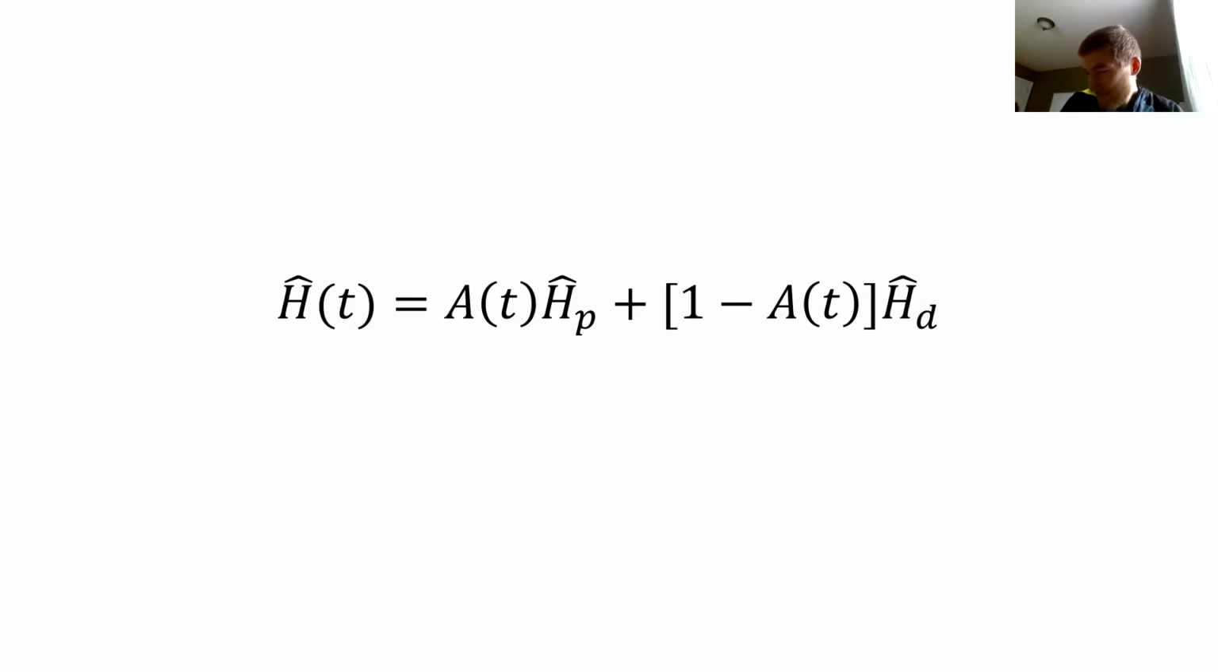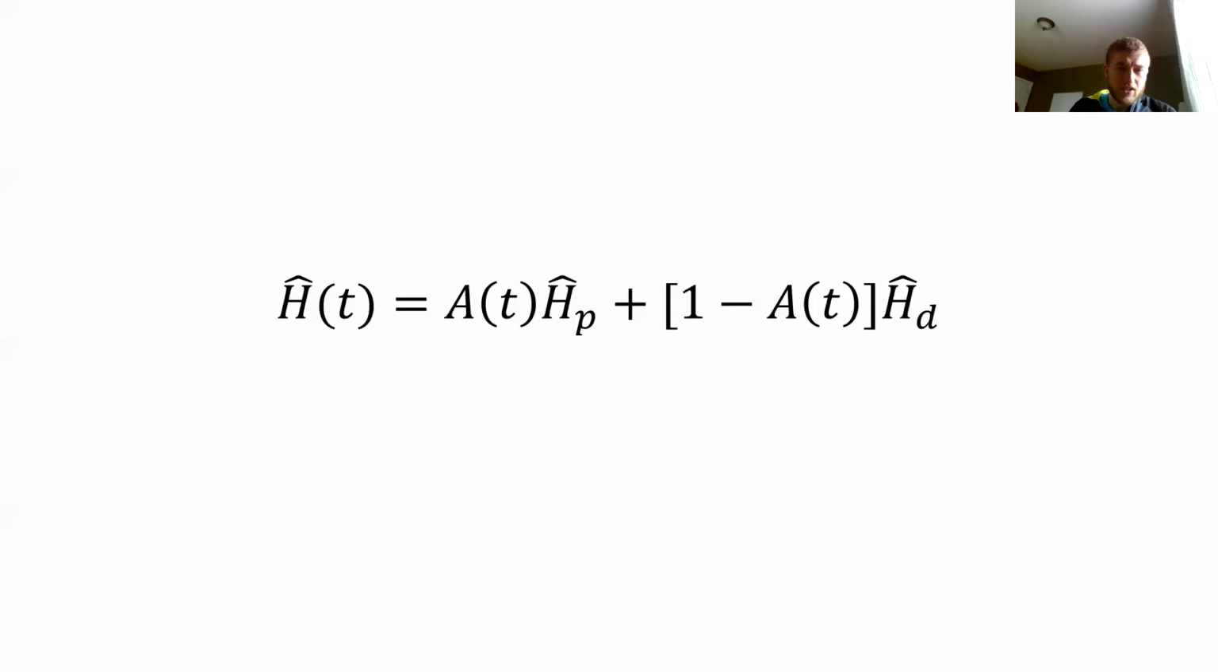So just to set up my notation, the kind of annealing that I have in mind has some sort of time-dependent Hamiltonian that looks like this. So there's both the driver Hamiltonian HD and the problem Hamiltonian HP. And then we have an interpolation between the two that happens, but instead of just a linear interpolation, we actually have some function A of t.